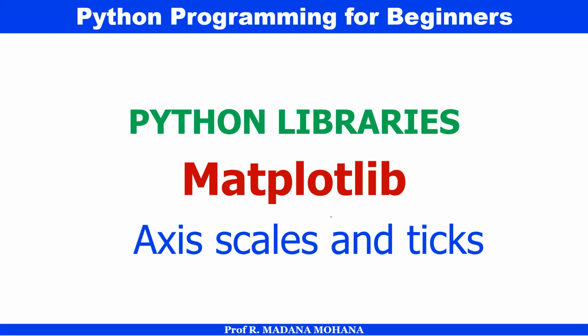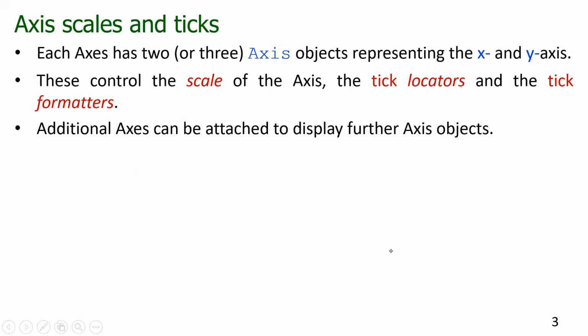As part of the Matplotlib library, now we will see another topic related to the Matplotlib library: axis, scales and ticks. Here, each axes has two or three axis objects representing the x and y axis. These control the scale of the axis, the tick locators and the tick formatters. Additional axes can be attached to display further axis objects.